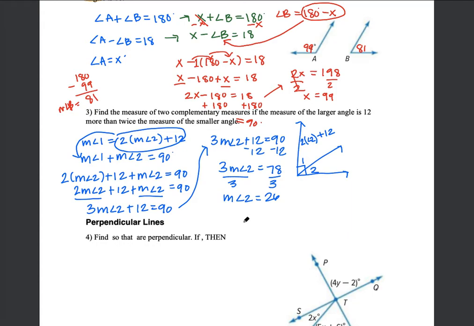Okay, remember I have angle 1 and I have angle 2. So angle 2 is equal to 26. And remember, the two angles added together, angle 1 plus angle 2, is equal to 90. So if I know that one of them is 26, all I have to do is 90 minus 26 to get the other one. So 90 minus 26, that's 64. So that means the measure of angle 1 is equal to 64 degrees. Okay, well, that's my answer there.